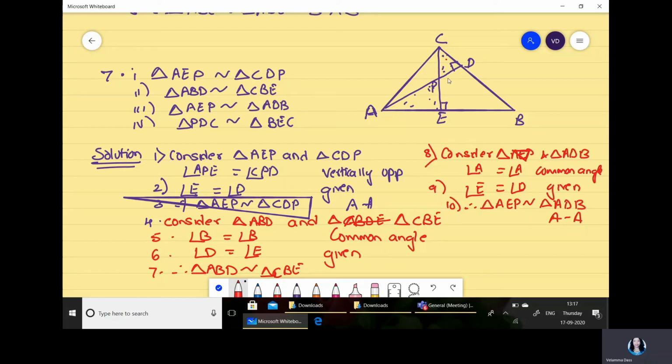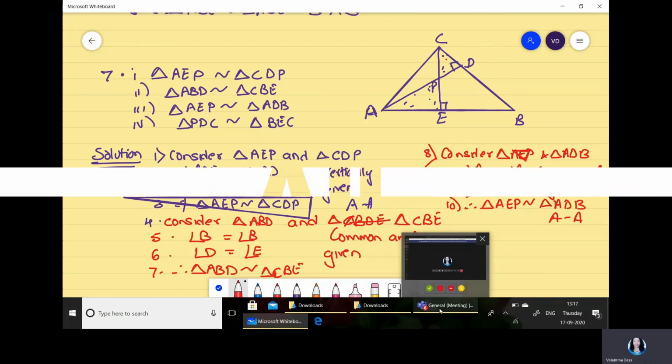See the next one, triangles PDC and BEC. Again, angle C is common, angle D and angle E are equal, they are 90 degrees. Therefore the two triangles are similar by the AA test of similarity. So I hope you have understood, students, how to do it. Here we are just using the three criteria and proving it very easily.